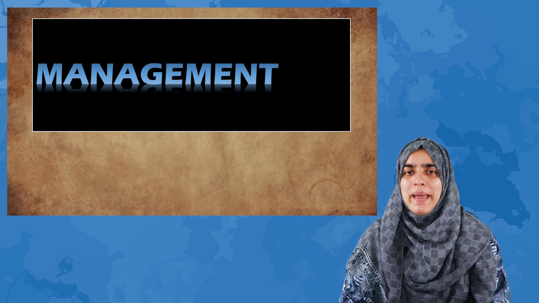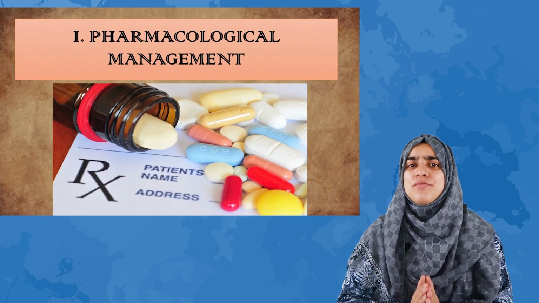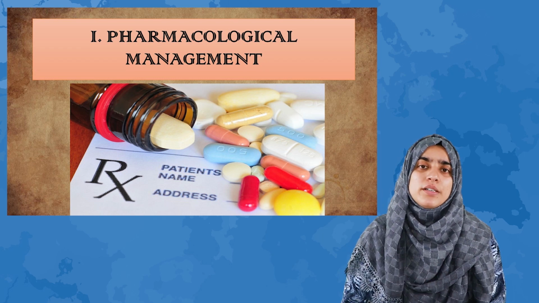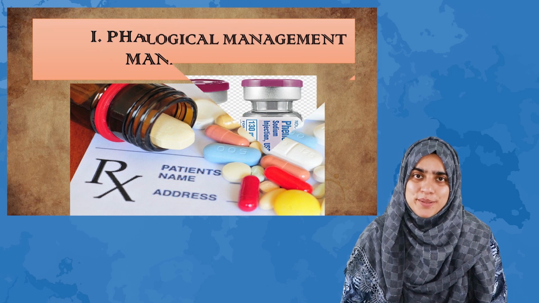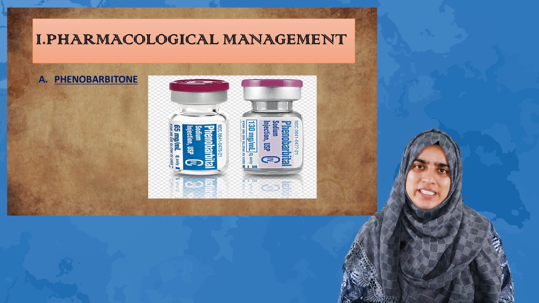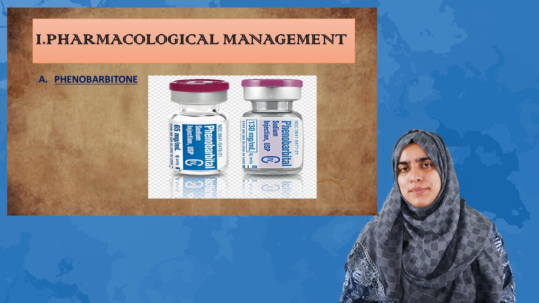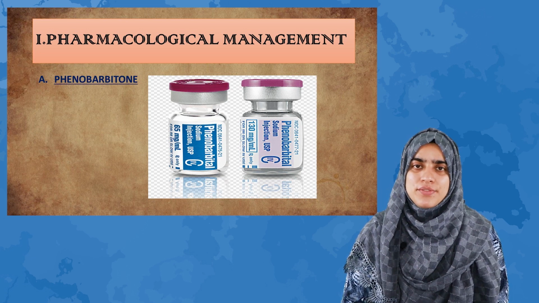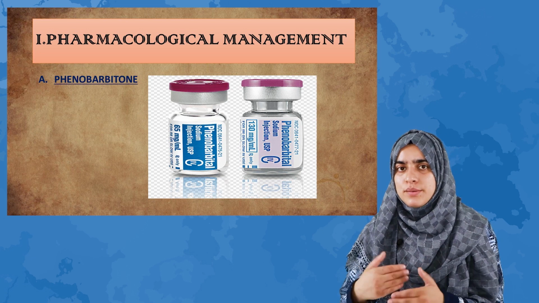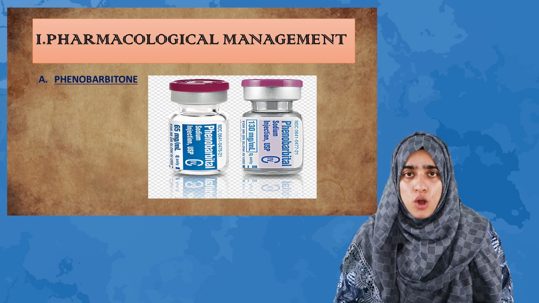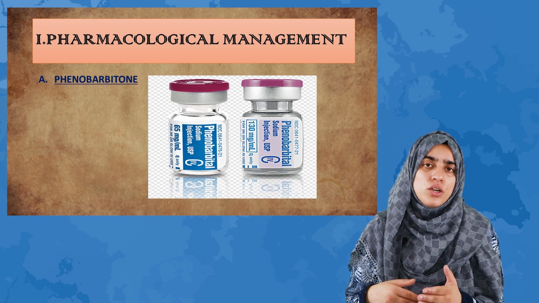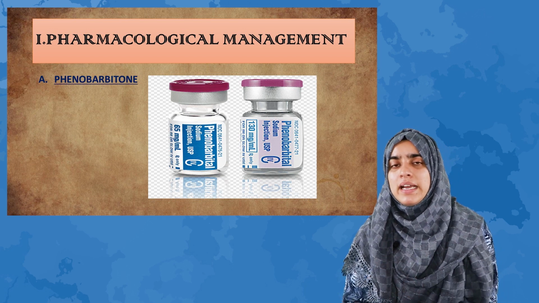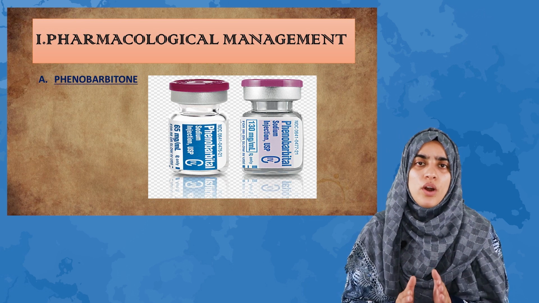Now we have reached the management of the jaundice. Let's see the pharmacological management which is possibly prescribed or given for the infants with this condition. The first thing under pharmacological management is phenobarbital, which promotes the hepatic glucuronyl transferase synthesis, which increases the bilirubin conjugation. And it may also promote the synthesis of albumin, which increases the hepatic uptake of the bilirubin for conjugation.